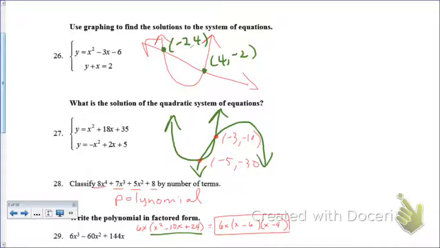And then on 29 what we did was I factored out a greatest common factor, or a common monomial, which was 6x, which left me with the trinomial x squared minus 10x plus 24. Now that trinomial could still be factored into 2 binomials, so I found factors of 24 that gave me negative 10, which were negative 6 and 4, and that left me with my factored form.